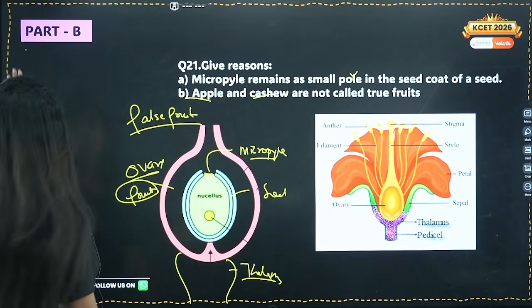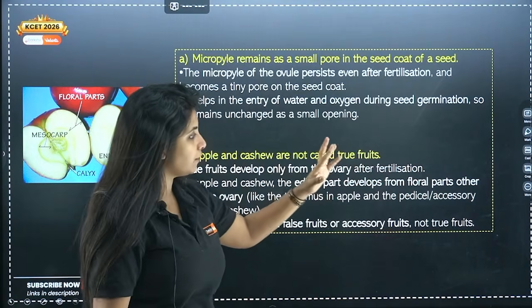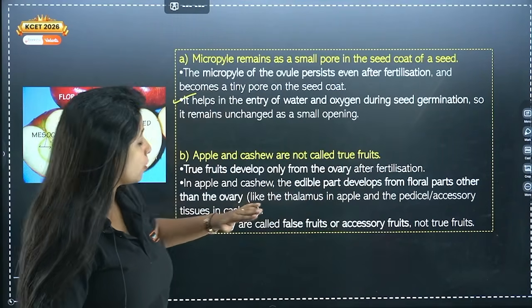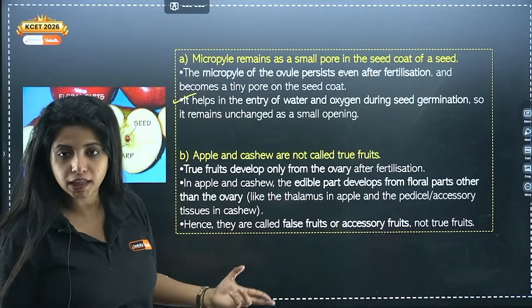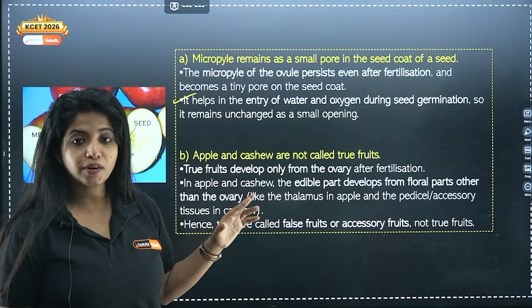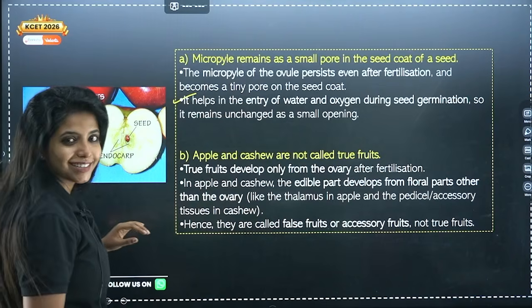Got it? Yes, ma'am. So, true fruits develop only from the ovary after fertilization. In apple and the cashew, the edible part develops from the floral parts other than the ovary. Hence, they are called false fruits or accessory fruits, not true fruits. They're not called as what? True fruits. Got it? Yes.